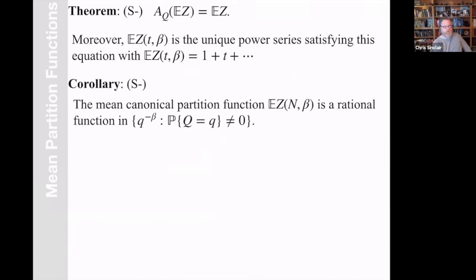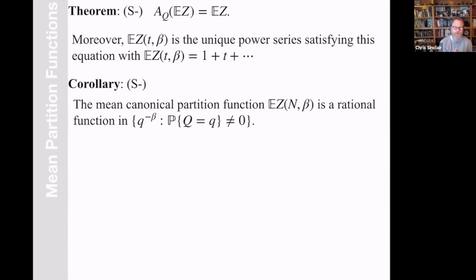Okay, so here is one corollary. The mean canonical partition function, right? So this is canonical, right? So you get a function in beta for each capital N, is a rational function in q to the minus beta, where q is the possible number of children at each step.